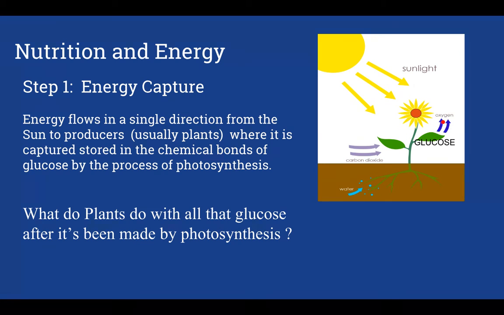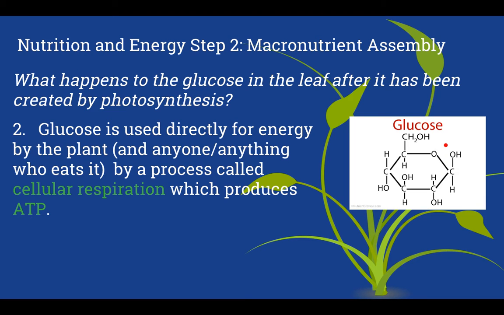We produce oxygen that we breathe. This is a byproduct. And then we produce glucose. This is where the energy is now stored in the chemical bonds of that molecule. So now what happens? Well, we try to assemble the glucose into larger structures for longer term storage.